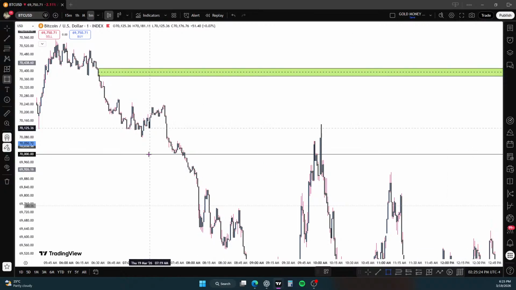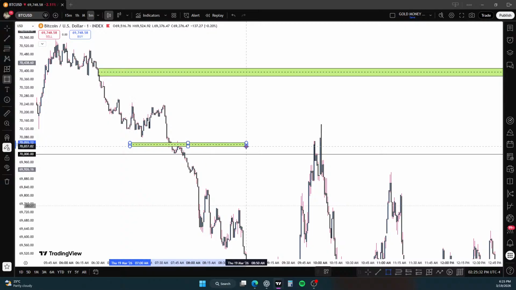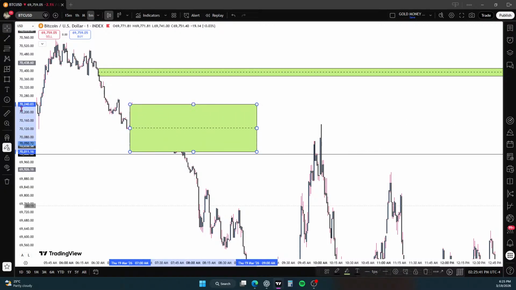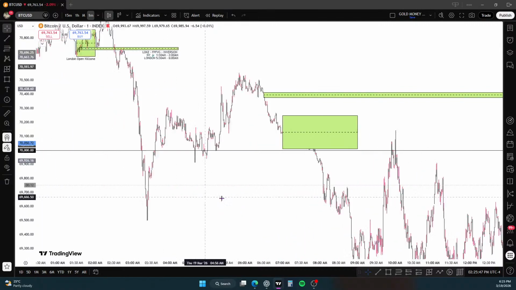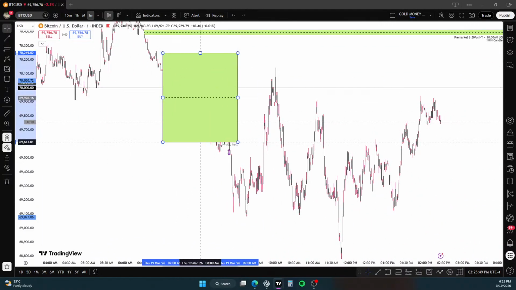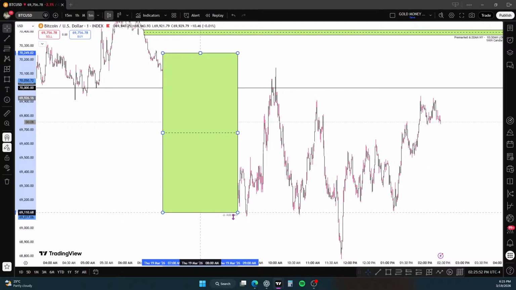So the next ones that I'm going to put on are going to be 7 till 9. But to be honest, you're supposed to just use everything all together. That's how I use it. So I'm just going to really quickly put everything on the chart, just so you can see it.